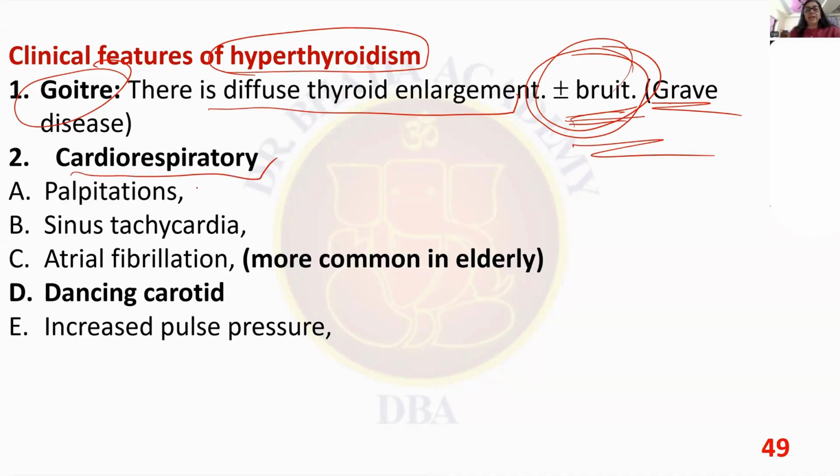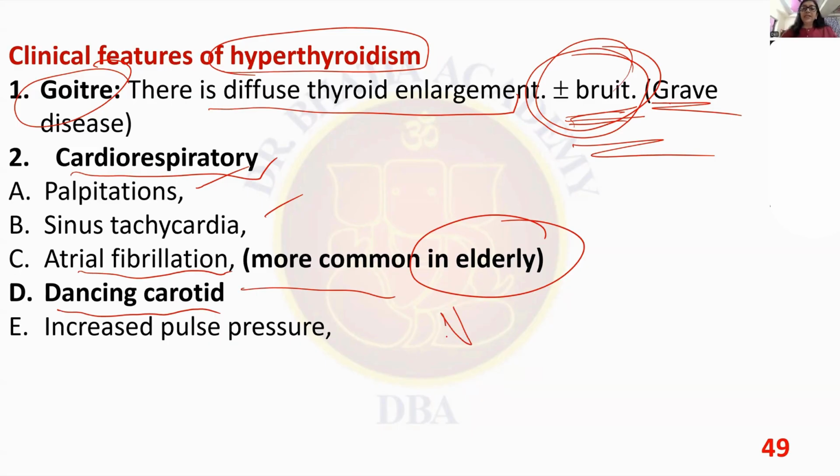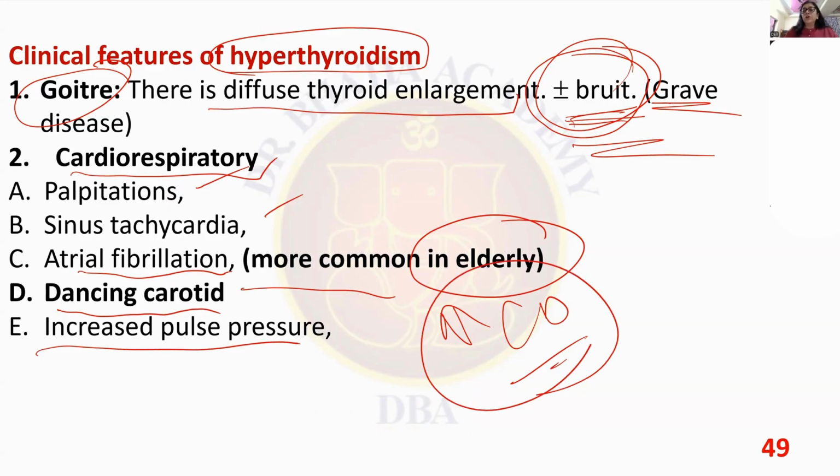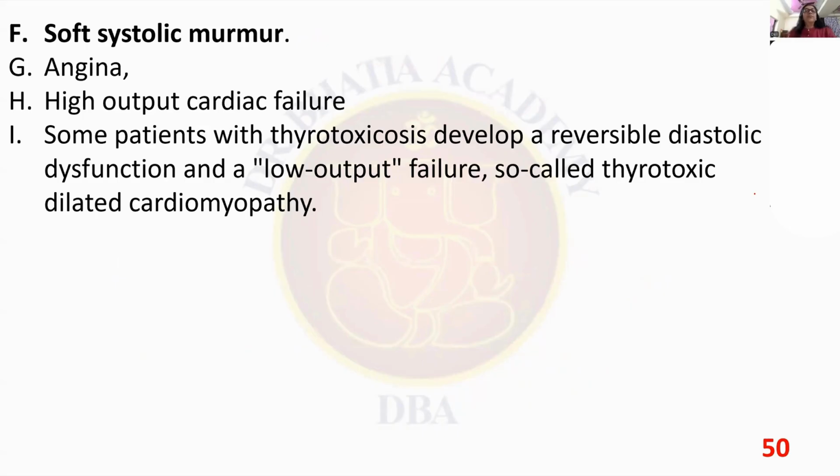Cardiorespiratory features, there will be tachycardia, palpitation, there can be atrial fibrillation, which is more commonly seen in elderly. There can be dancing carotids. Now, this is again a very important feature. If you look at the carotids, you will find the carotids are dancing because of the increased cardiac output. Then there is increased pulse pressure. So all the features of increased cardiac output will be seen in the cardiovascular system. You will appreciate all the features of increased cardiac output.